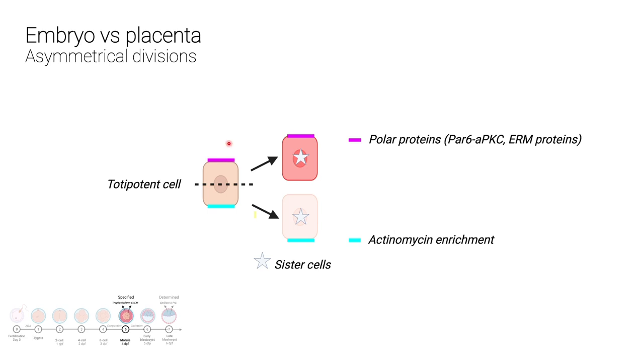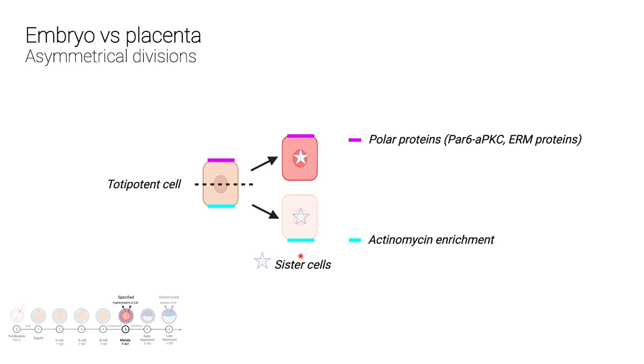Importantly, the first several divisions after fertilization are asymmetric, which means that one daughter cell will inherit the top portion of this original cell, inclusive of proteins which are typical of the top portion of a cell, or polar proteins, such as PAR6, alpha PKC, and ERM proteins, which stand for ezrin, radixin, and moesin. And their sister cell will inherit proteins which are key to the bottom portion of the cell, which largely are these enriched actomyosin networks, which will ultimately lead to their internalization.